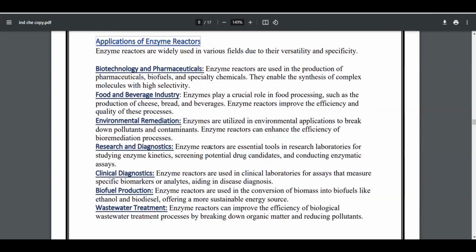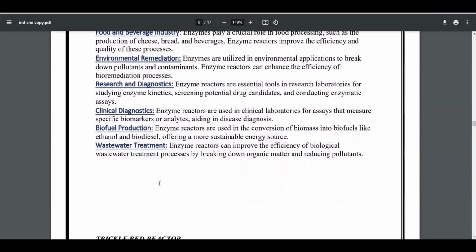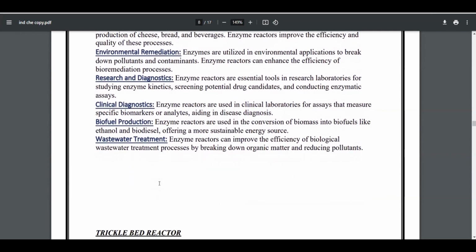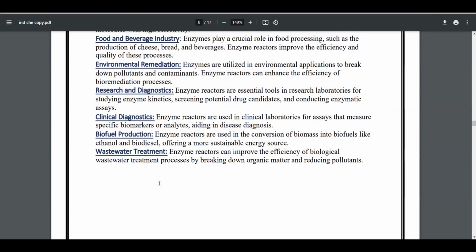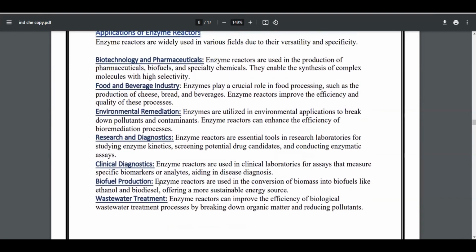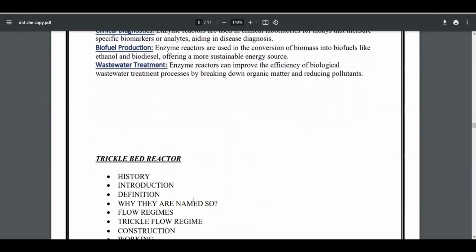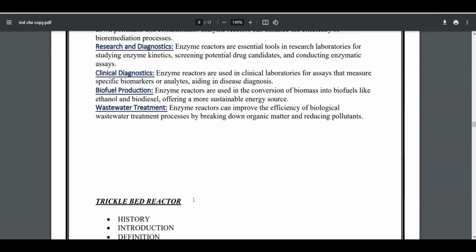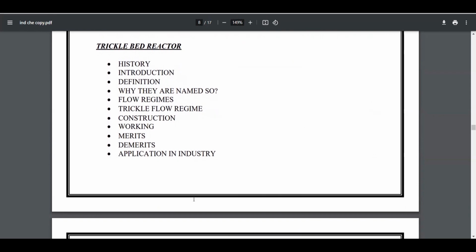They are also used in biofuel production. Enzyme reactors are used in the conversion of biomass into biofuels like ethanol and biodiesel. Then they are also used in wastewater treatment, and here they can improve the efficiency of biological wastewater treatment processes by breaking down organic matter and reducing the pollutants. Enzyme reactors are also used in clinical diagnostics.